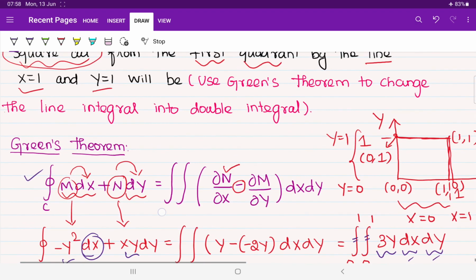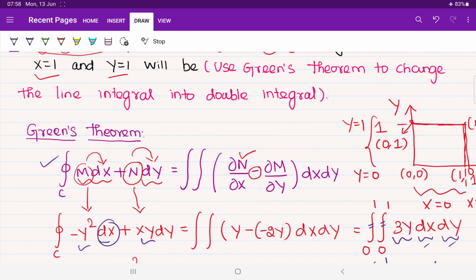I hope you all understand Green's theorem in this lecture. The rest of the things we will see in the next class. Thank you all.